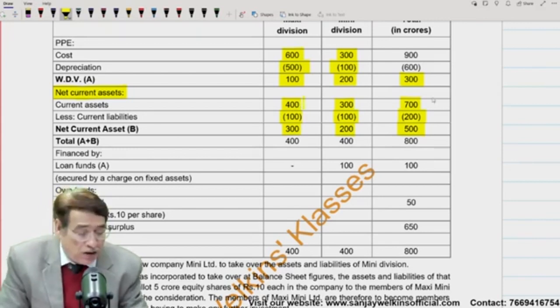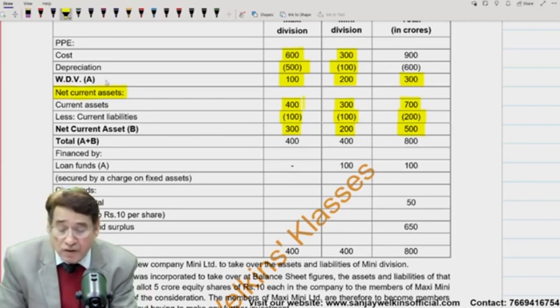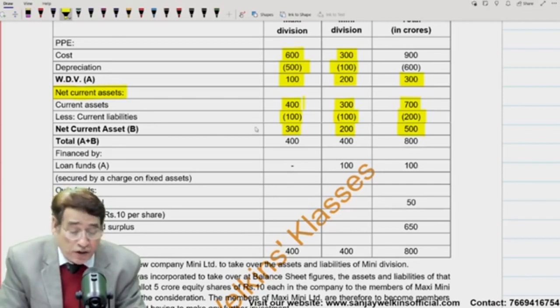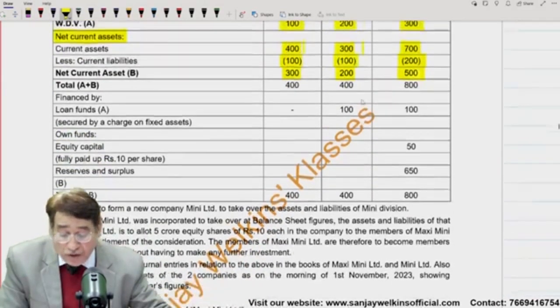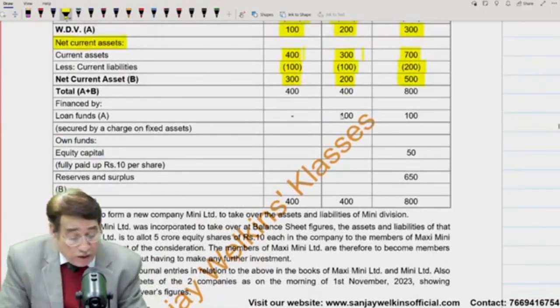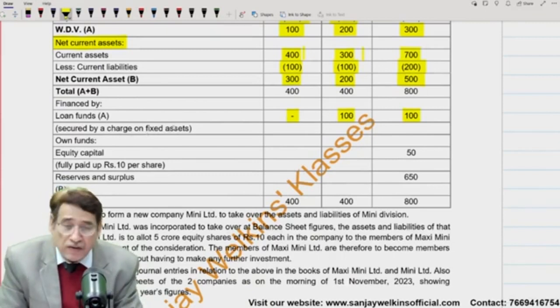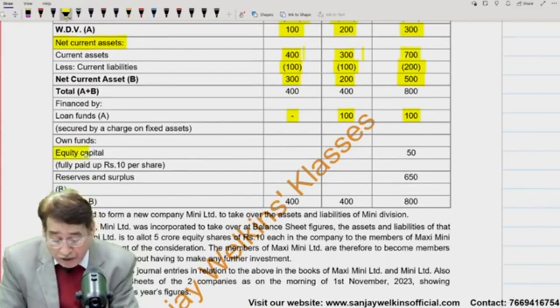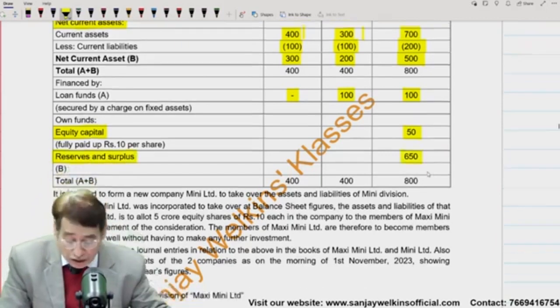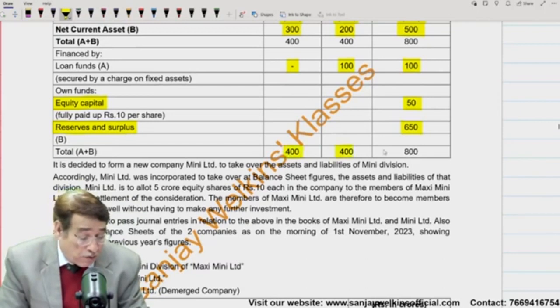Two items is still in the question. One is, as far as asset side is concerned, property, plant and equipment at written down value 100 and 200, and likewise current asset 400 and 300. This is how you have to analyze the question. As far as current liability is concerned, you are being given loan funds, but loan funds are related to only this division, that is mini division, correct? And then, just to confuse you, it is given that this loan has been secured on fixed asset. It is not going to have any impact. As far as capital is concerned, that is actually 50. As far as reserve and surplus or other equity is concerned, that is equal to 650. And then total is also given to you. This is the information in the question.